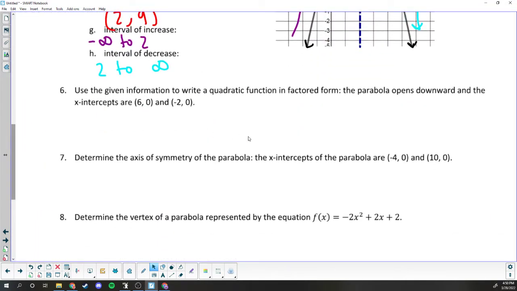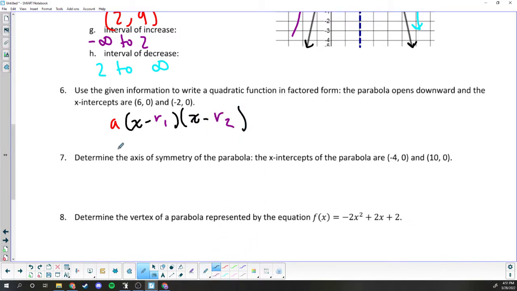And let's answer these. So they gave it to us, factored form. It says, use the given information to write a quadratic function in factored form. The parabola opens downward, and the x-intercepts are (6, 0) and (negative 2, 0). Okay. Well, if I have the intercepts, then I can write in factored form. And here's how. All I have to do is take my factored form equation, which is this. There's an a. We'll talk about that later. x minus r1, and then another set of parentheses, x minus r2.